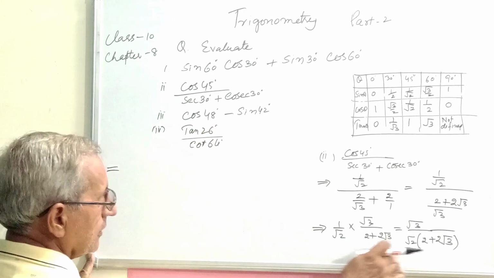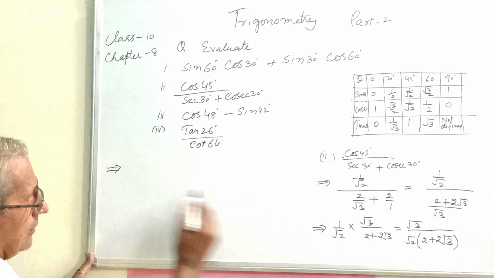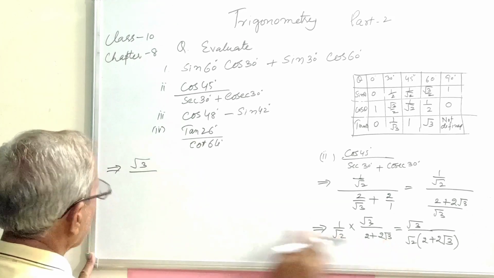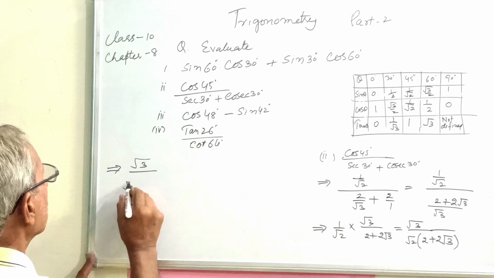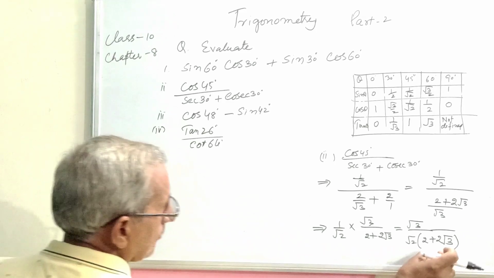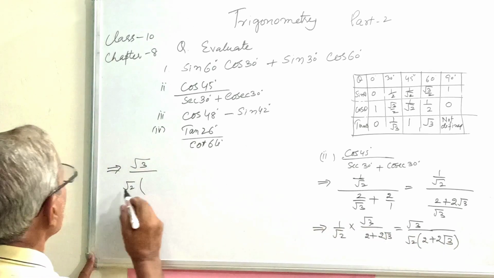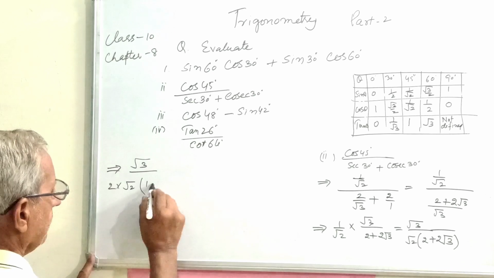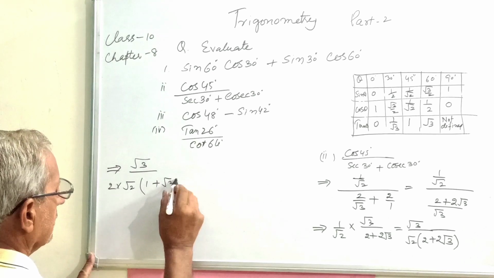So next line, under root 3 upon under root 2. The common factor for these two is 2. I have written 2 here. So 1 plus under root 3.